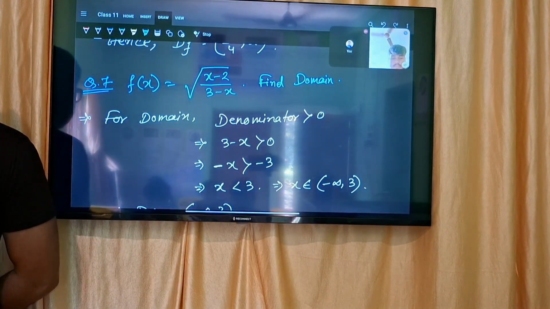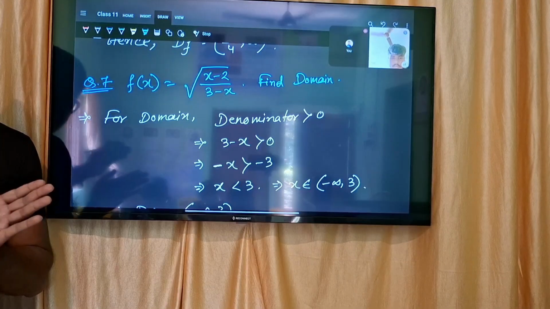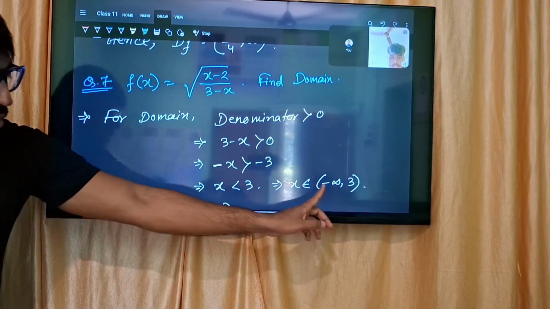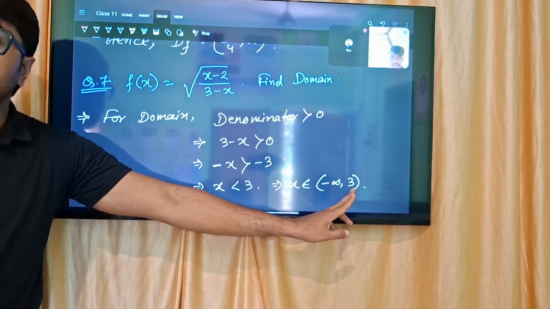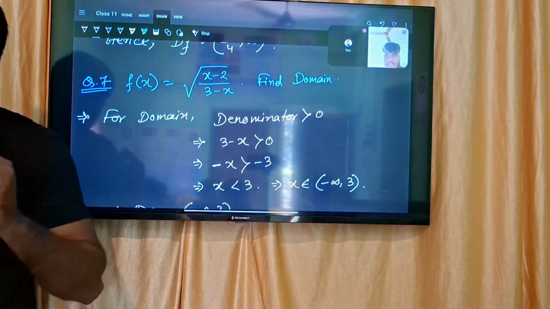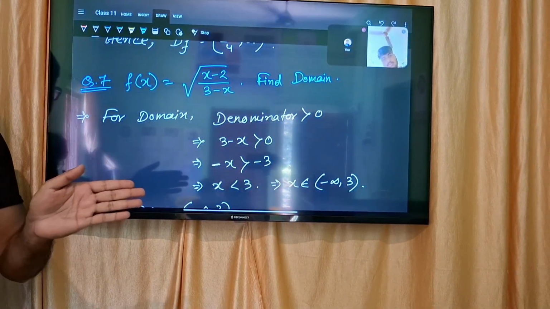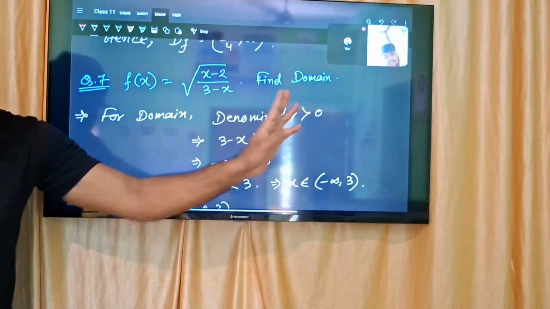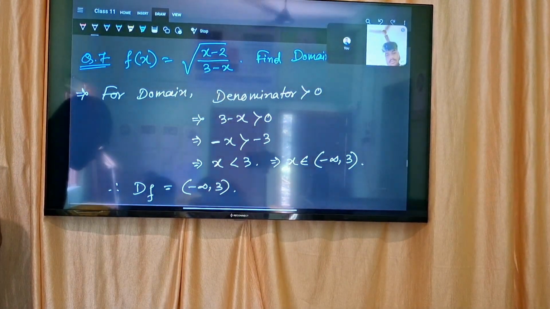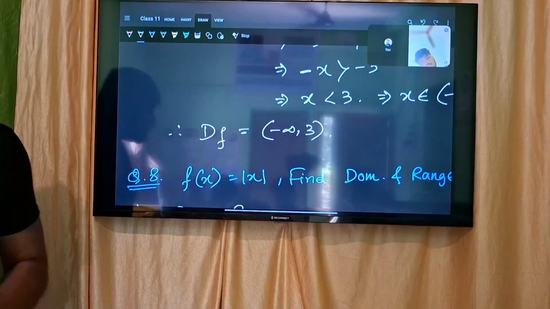See over here, x will be less than 3. So x less than 3 means what? It will go up to minus infinity. So minus infinity to 3, not 3 to minus infinity. 3 to minus infinity does not work, after 3 comes infinity, but minus infinity comes earlier. So minus infinity to 3, that is the domain. See over here, what is the domain and range?